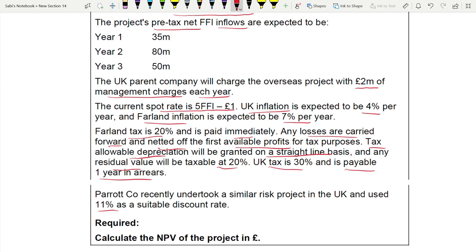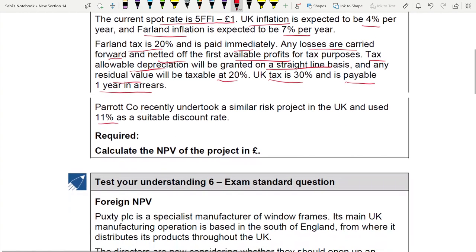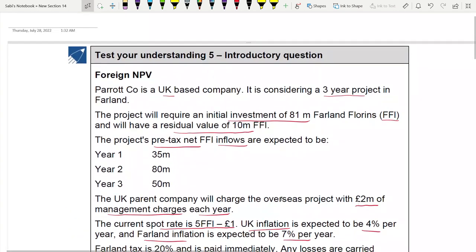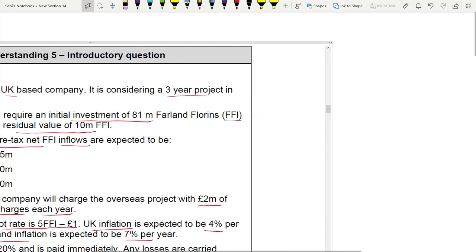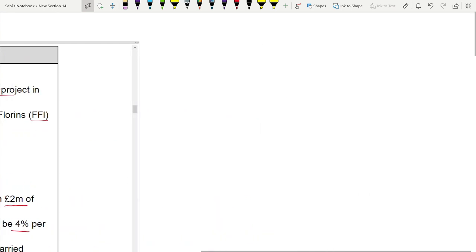So we can maybe start working with our exchange rates. Always keep your exchange rates ready. Since we know this is an international project, you need your exchange rates. So let's keep your working one as exchange rate. Let's do that.